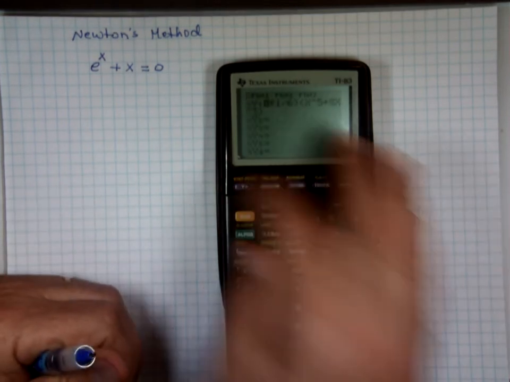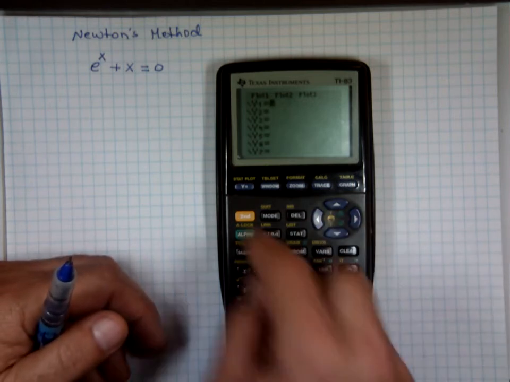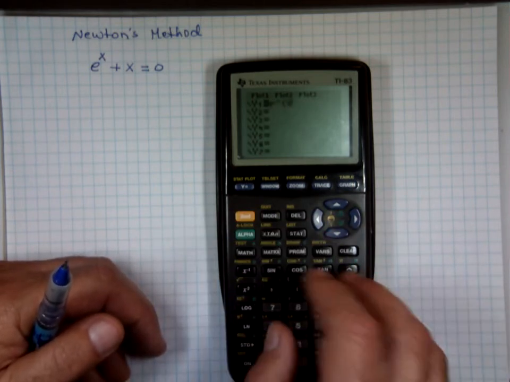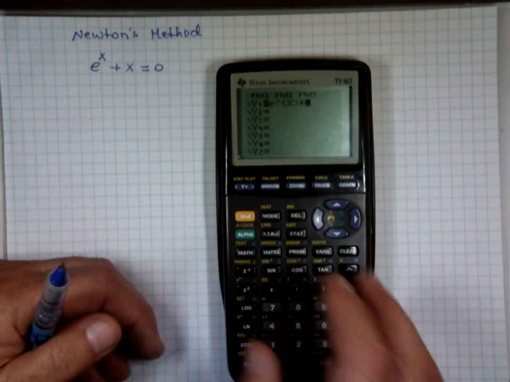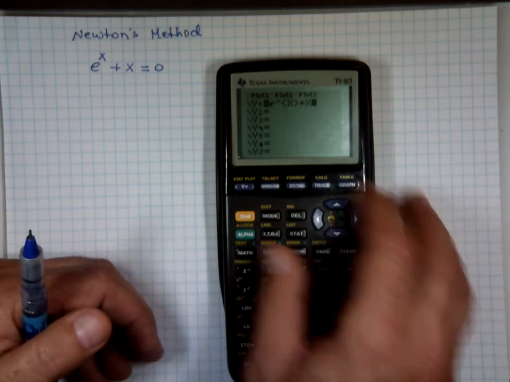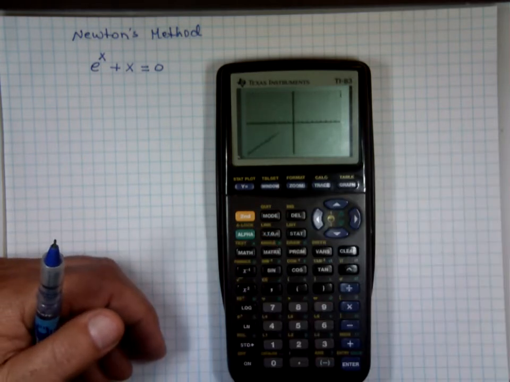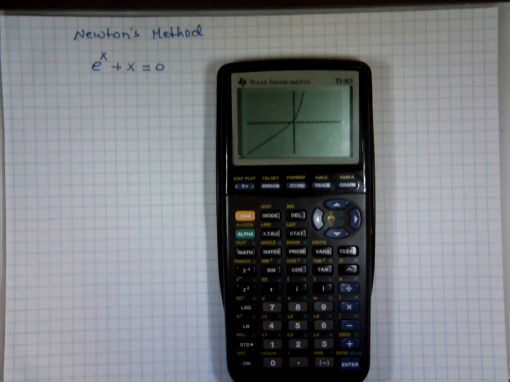If I graph that, e to the x, where is e? Here we go. E to the x plus x. And I say graph it. And notice you can see what the picture looks like.